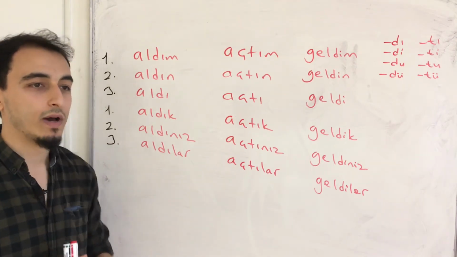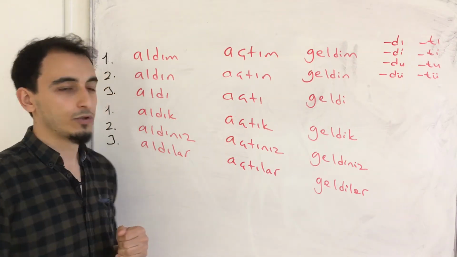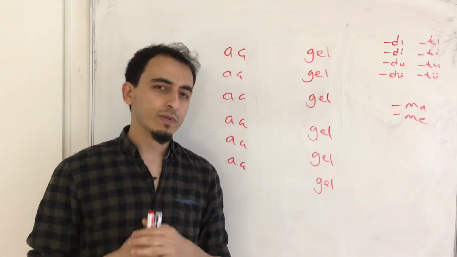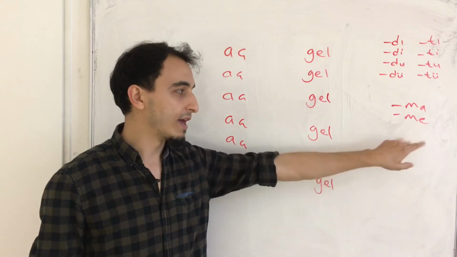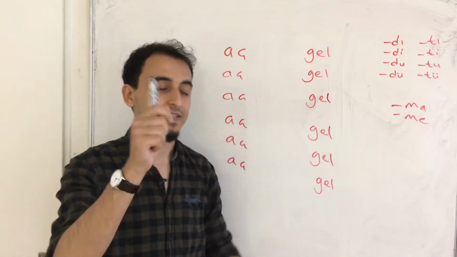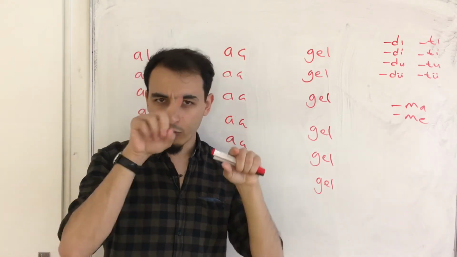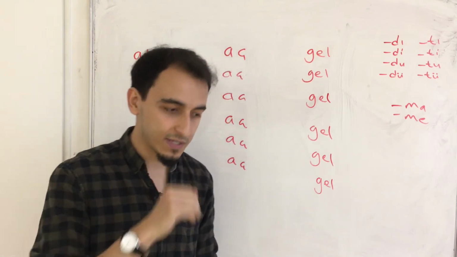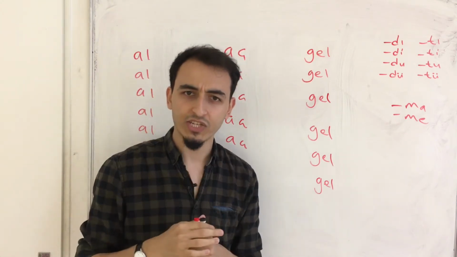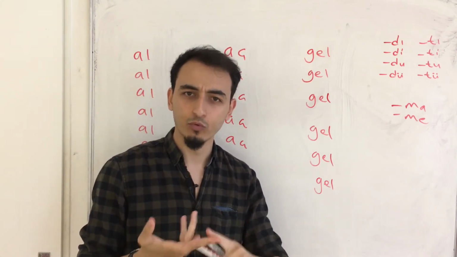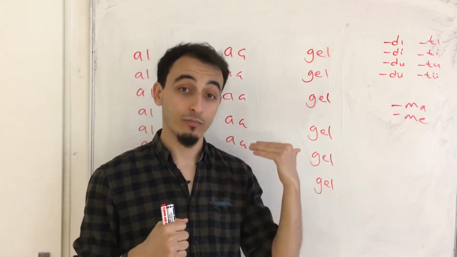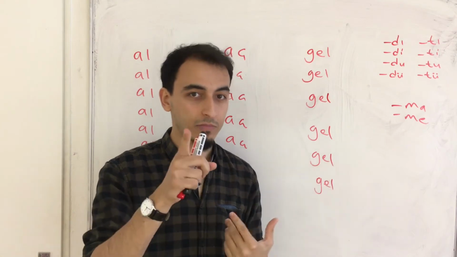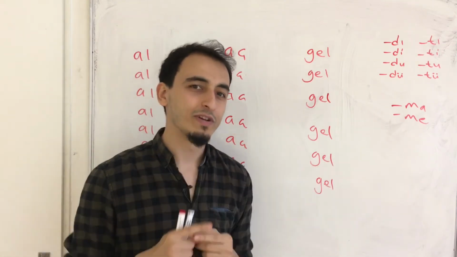Let's see now how to use it negatively. So, what were our negative suffixes? Remember? Evet. Ma, me. Remember? Yes. But with yor, which is the şimdiki zaman suffix, they were changing as mı, mi, mu, mü. Like, it's not açmıyorum, but açmıyorum. Remember this? Yes.